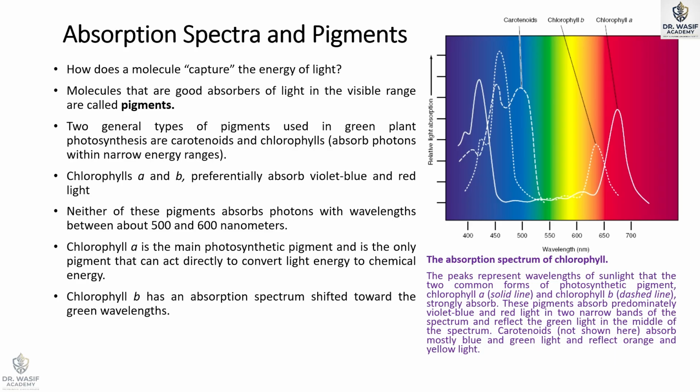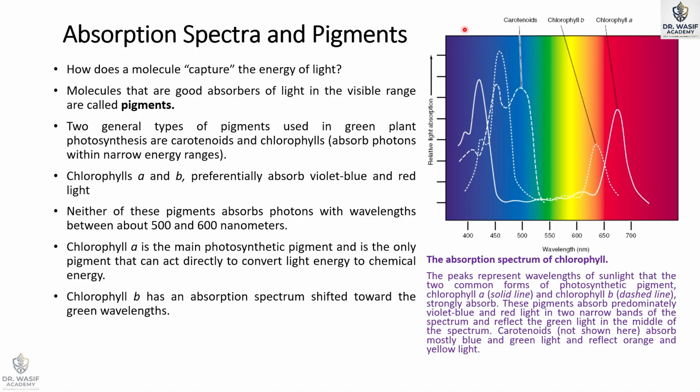But look at the middle of the graph, between 500 to 600 nanometer. This is the portion where there is a massive gap and neither pigment absorbs much light energy. This is the green part of the visible spectrum. Because the plant does not absorb green light, it reflects it back to our eyes. That is exactly why leaves look green to us.